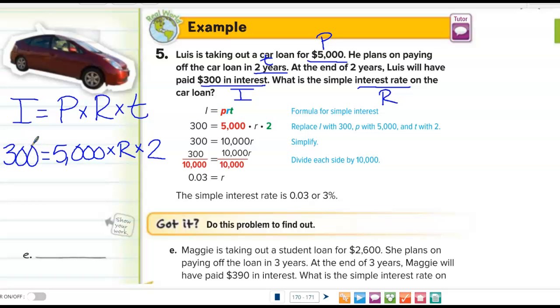Okay, so first of all, there's a couple of steps that we're going to have to do on this one. We need to simplify one side of the equation first. So can I actually take 5,000 times 2? Yes. And what do you get? 10,000.